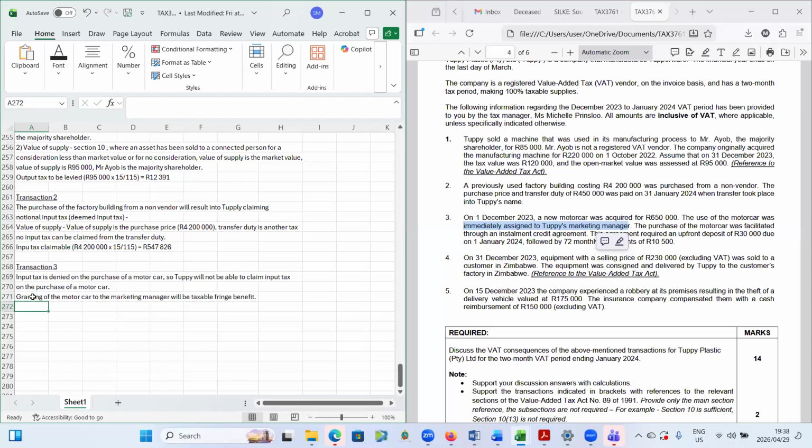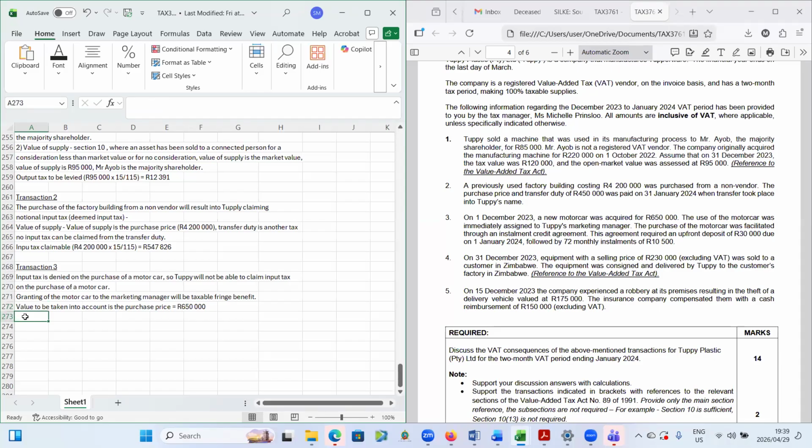So here, what is the value of supply of the motor? What is the value which must be taken into consideration? Remember, it was purchased for 650,000 rand. But as far as we were concerned, it was payable in installments. So what will be the value of supply? The invoice amount. Yes, because the vendor is registered on invoice basis. So the value to be taken into account is the purchase price, which is equal to how much? 650,000 rand. Okay.